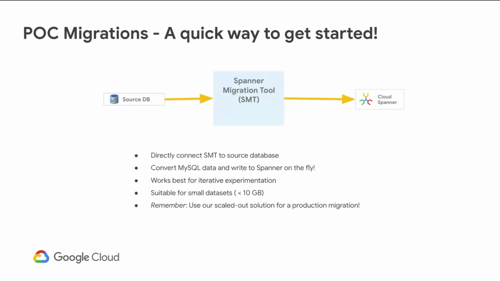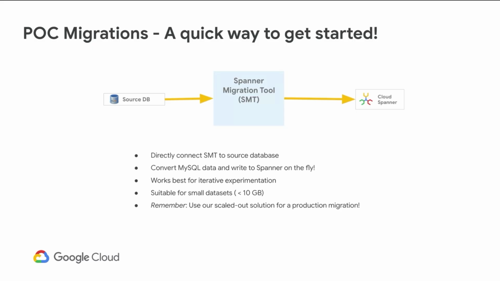Okay, let's get to the exciting bit now. Up until now, I have talked about large-scale production migrations of sharded databases to Spanner. But how does a customer even start? For this reason specifically, we have built something called a POC migration. POC migration is a lightweight utility that we have embedded inside Spanner migration tool itself, which helps customers quickly migrate their data from their source database to Spanner in order to start learning about Spanner.